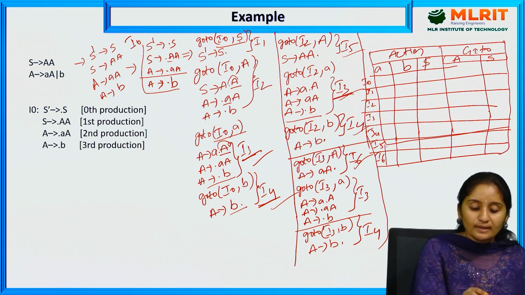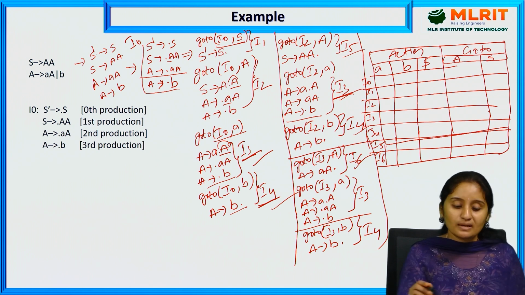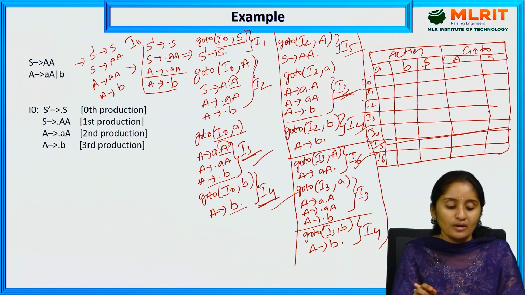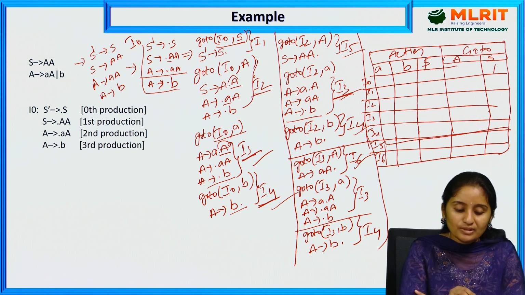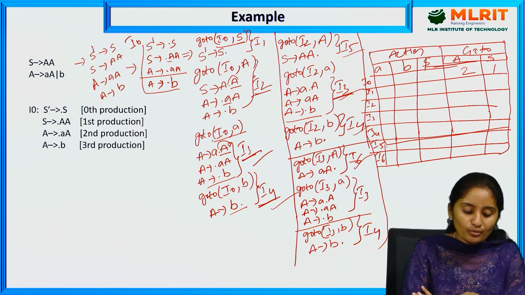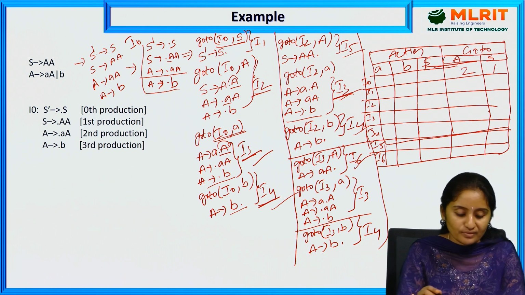Go to I0 comma capital S. Capital S is a non-terminal, so in the go to we ignore the I and just write the number. So I0 comma S moves to 1. Go to I0 comma A moves to 2. I0 comma small a is in action, so we write shift: I3 is S3. I0 comma b is S4.